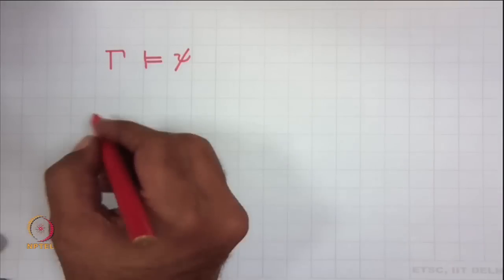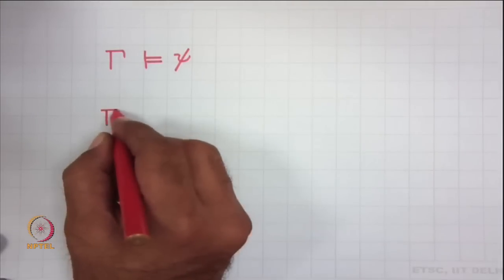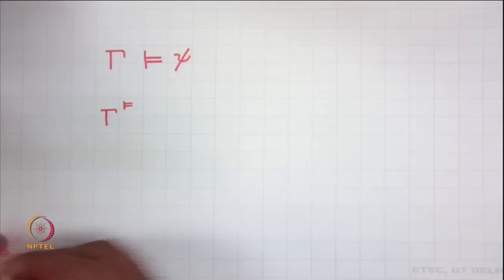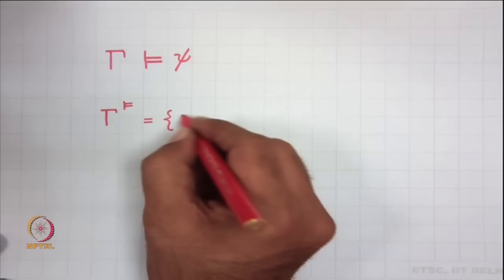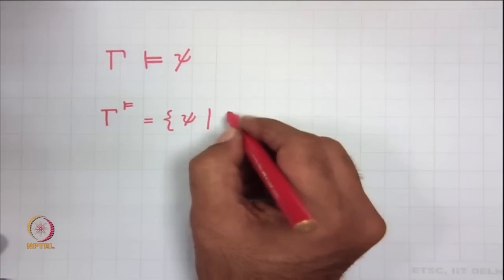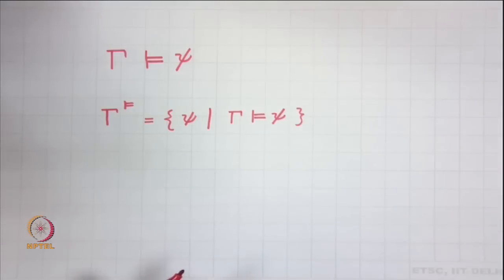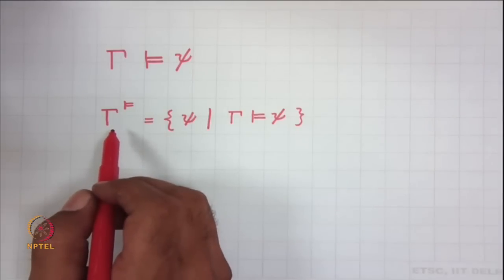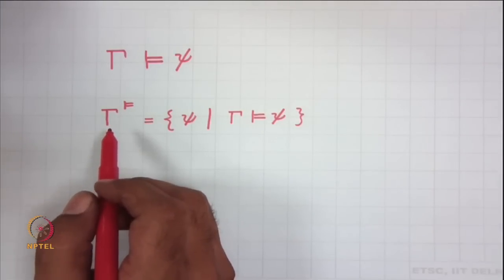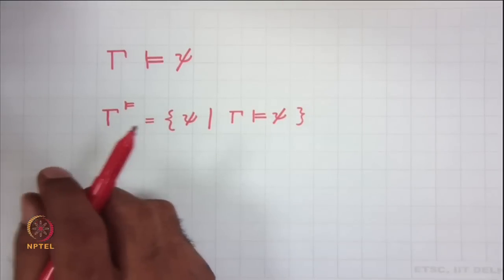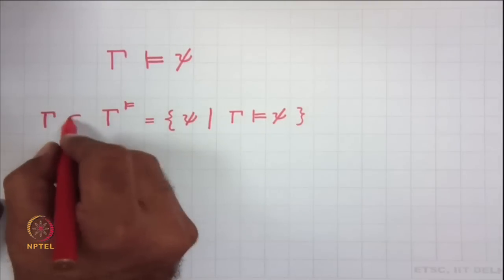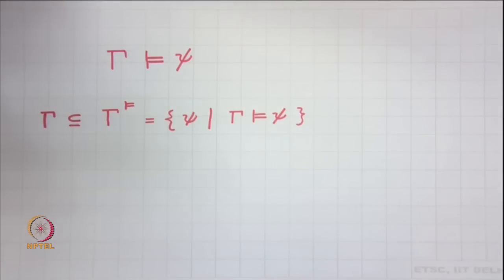Okay. So, there is an interesting theorem by Tarski. What I can do is I can take this gamma, okay, and I define gamma superscript this to be the set of all psi such that psi is a logical consequence of gamma. Yeah. So, I call this closure under logical consequence. Remember that it does not matter whether gamma is a consistent set or an inconsistent set, gamma is always going to be a subset of its closure.